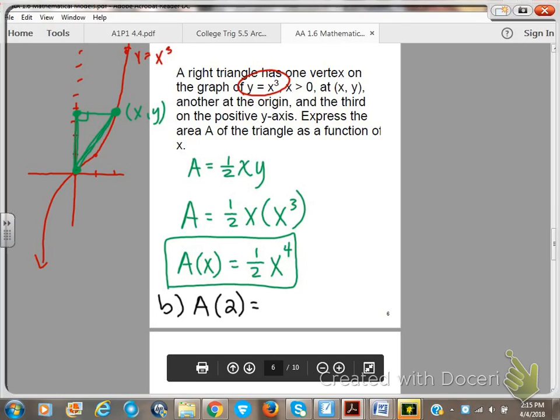So what do you do with the 2? Plug it in. 1/2 times 2 to the 4th? 8. Yes.